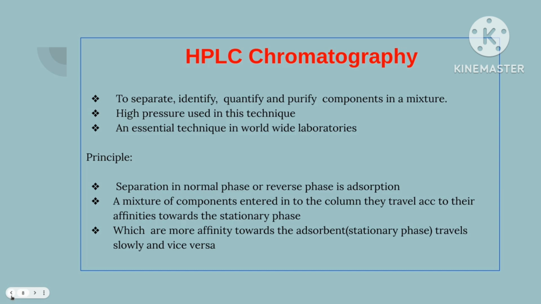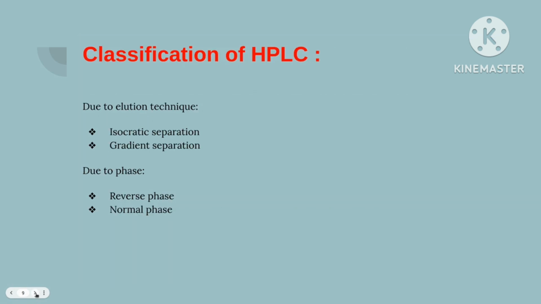This is the principle. Let's recap once. The principle is mainly based on separation, the separation based on adsorption. When we enter the analyte into the HPLC system, the mobile phase transfers this analyte into the stationary phase, that means the column. Here the separation occurs based on the polarity of the compound. More polar components will move more quickly through the column as they are more attracted to the mobile phase, while less polar components will travel more slowly through the column as mentioned above. This is all about the principle of HPLC.